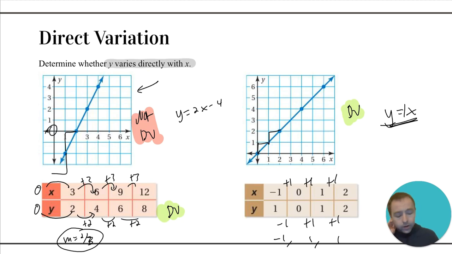What I would probably predict is happening right here is that we'd get a V-shaped graph, because each of the x values seem to be turning positive or staying positive, right? So yeah, this is definitely not going to be a direct variation relationship happening in that particular table.